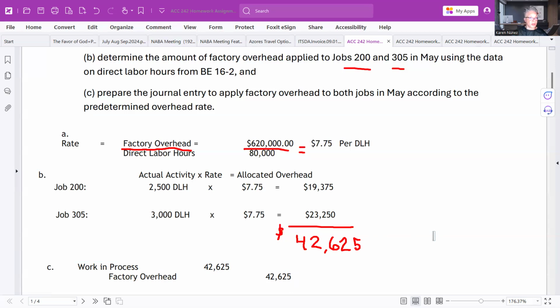Okay, so we found the rate, we applied the overhead, and then what we also did was we prepared the journal entry to record that overhead for both jobs in the work in process account. Okay, next one.